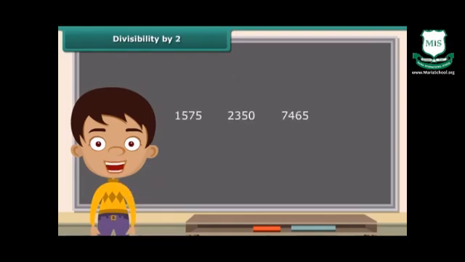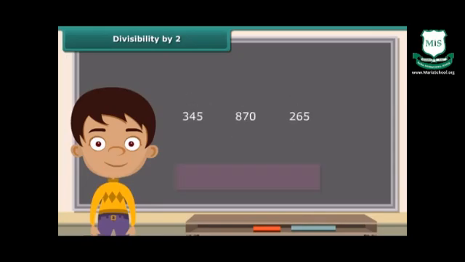Anuj finds it very easy to devise a rule for checking divisibility by 5. Any number that ends with a 0 or a 5 is a multiple of 5. Therefore, it is divisible by 5. Any number that ends with a 0 is a multiple of 10. Therefore, it is divisible by 10.